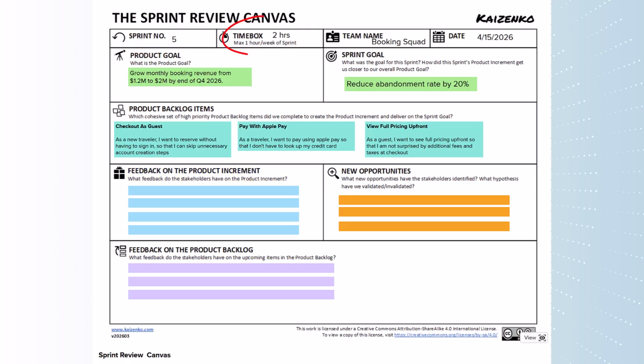We have a 2-week sprint. So our sprint review is time boxed to a maximum of 2 hours. We are the booking squad working on our hotel booking app, and today is April 15.